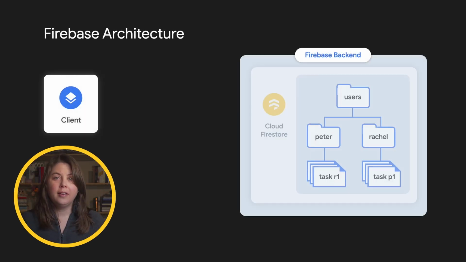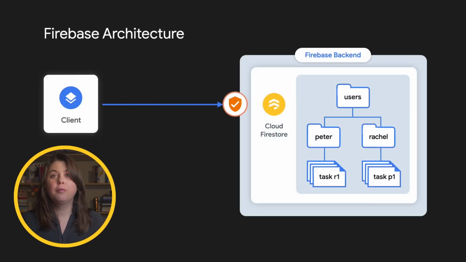So when a client sends a request to the database, for example, to fetch some data, this request goes through security rules. Security rules are a configuration file that you, the application developer, write to let Firebase know if a request should go through or be blocked.